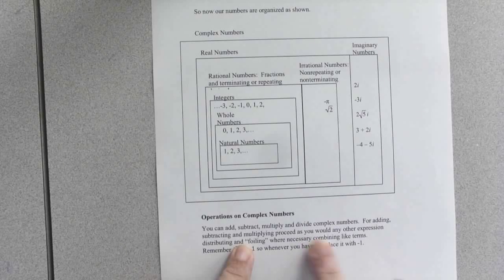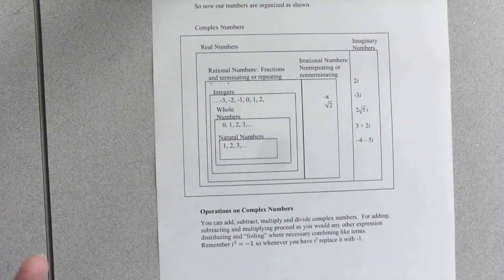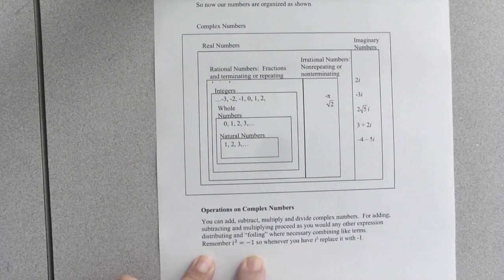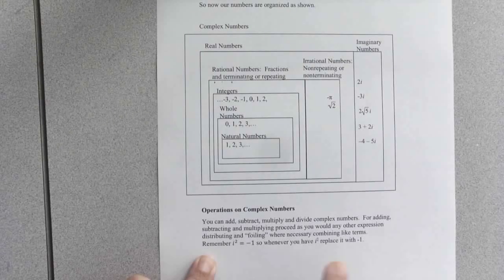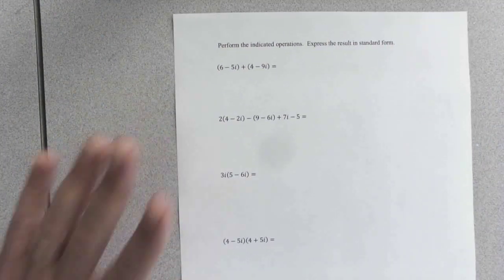For adding and subtracting and multiplying, you would proceed as you would any other expression, distributing and foiling where necessary, combining like terms. It's going to feel very normal how we're going to add, subtract, multiply complex numbers. But every time we get an i squared, you're going to remember that it's -1. And so whenever you have an i squared, you're going to replace it with -1. So we are just going to practice adding, subtracting, multiplying complex numbers.